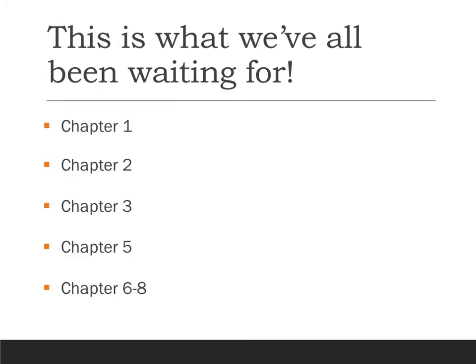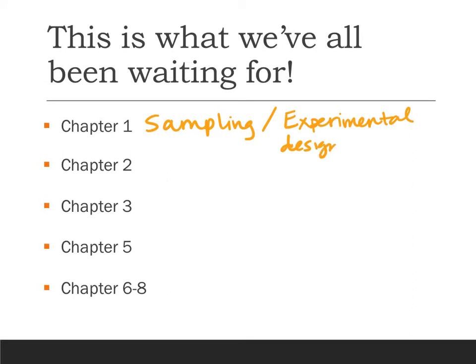So this is what we've been building up to the entire semester. So in chapter 1, we talked about sampling, and we need to make sure that we are sampling properly. And we talked about experimental design. And remember, if data are not collected properly, then they could be so completely useless that there's nothing we can do with them. So we want to make sure we sample properly. And if we're doing an experiment, we want to make sure that we do a randomized experiment with controls and everything else.